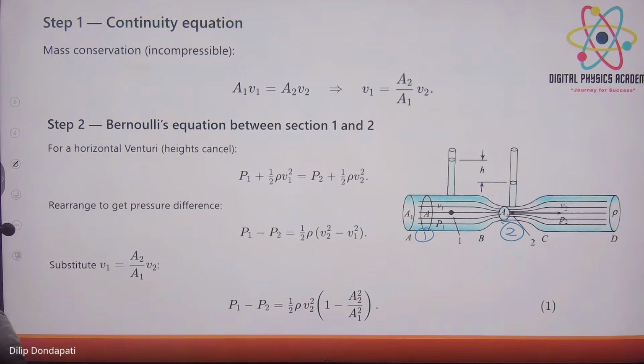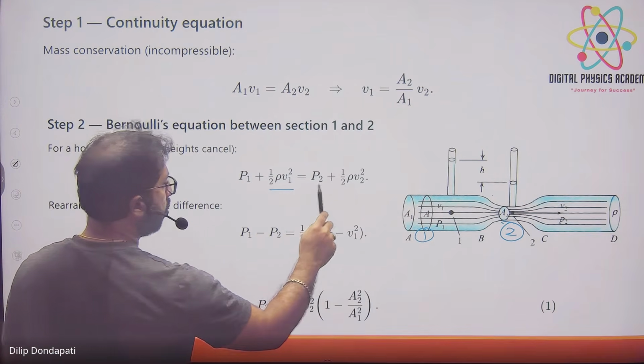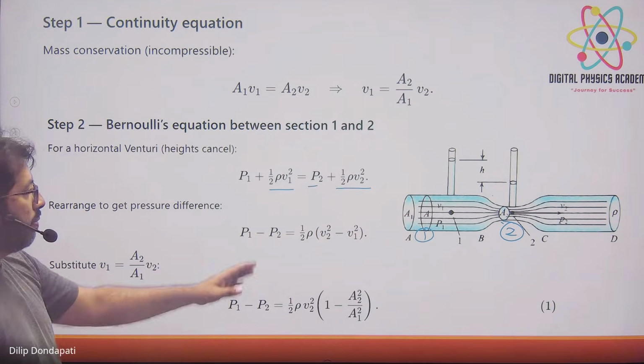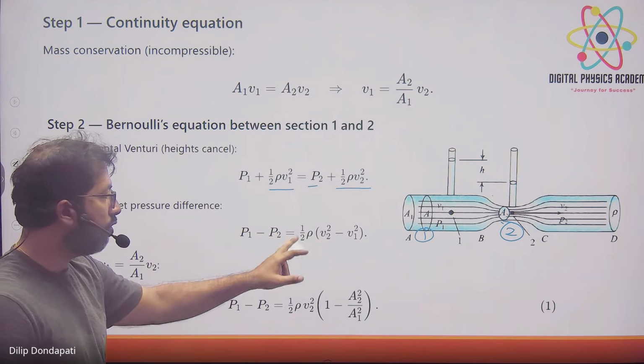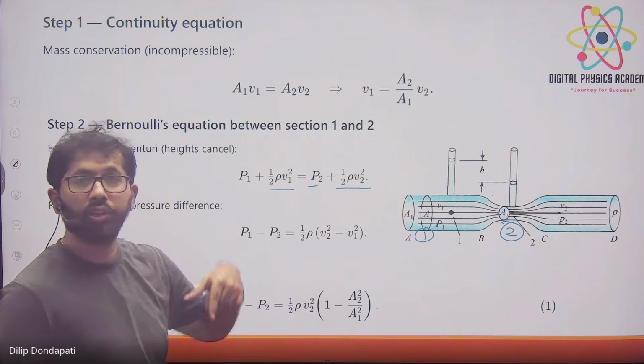Using Bernoulli's principle, we'll apply the equation. Look, Bernoulli's equation at two points: P1 plus half rho V1 square is equal to P2 plus half rho V2 square. Bringing all these terms across, P1 minus P2 equals half rho into V2 square minus V1 square. I have to eliminate V1 because I want to find V2, right?